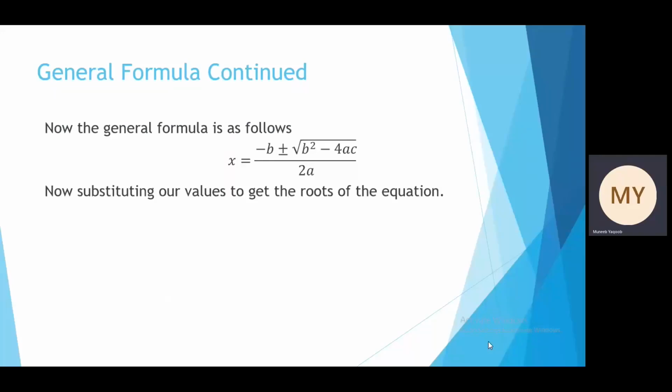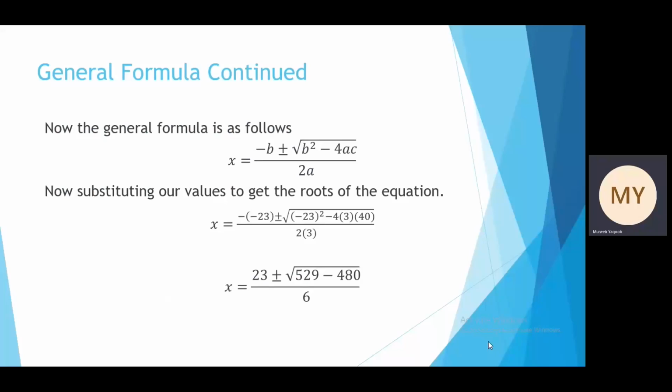So we will simply substitute the values of a, b and c, and hence x will be equal to minus bracket open minus 23 plus minus under root of minus 23 whole square minus 4 multiplied by 3 multiplied by 40 whole divided by twice of 3. Hence, it will become x equals 23 plus minus under root of 529 minus 480 whole divided by 6. And hence, we can say x equals 23 plus minus under root of 49 whole divided by 6.